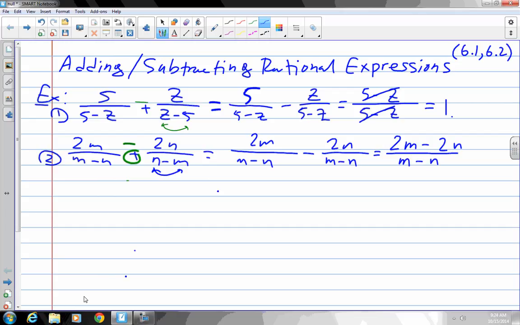Can you just cross out little m and little n? Can I just cross out the little m's and the little n's separately? Or would that be a bad thing to do? Or how would you proceed? What should I do next? Factor the 2 out: 2 times m minus n over m minus n, and then we can cancel the entire factor of m minus n. So we get a 2. Is that okay?